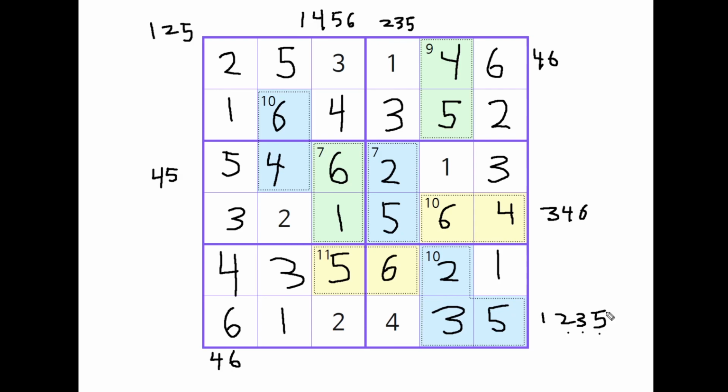The solutions are in the back of your workbook as always, but make sure you try the puzzle yourself first. I hope that helped.